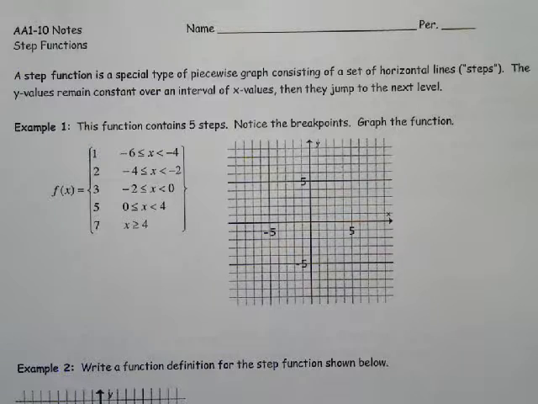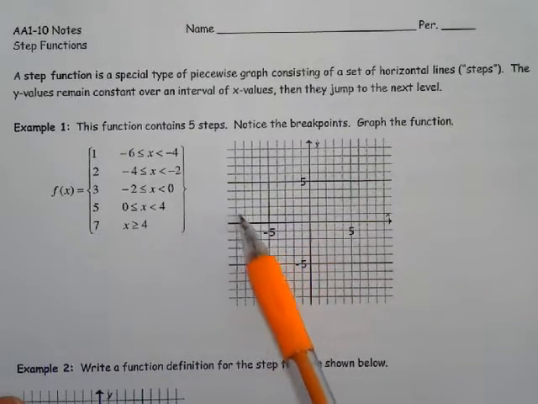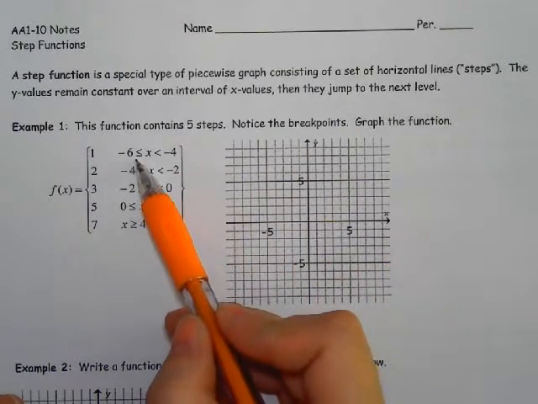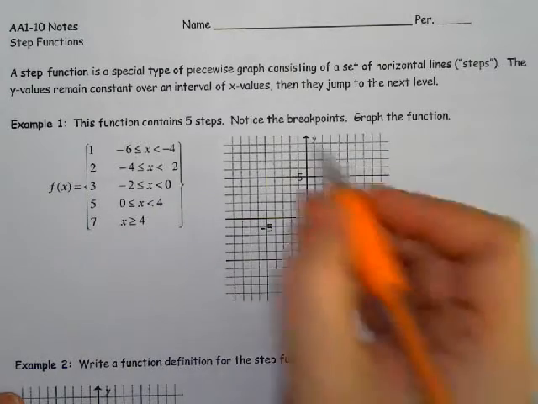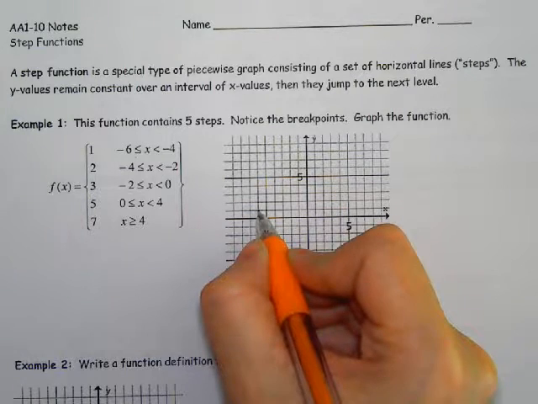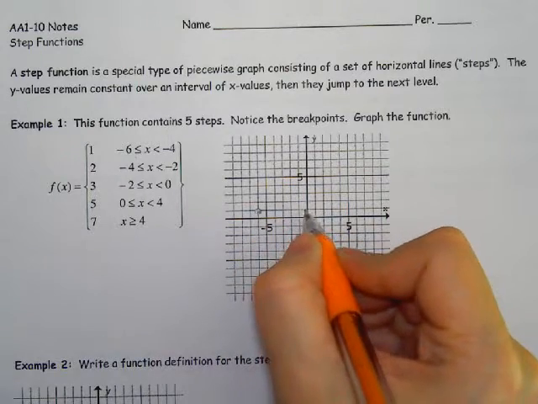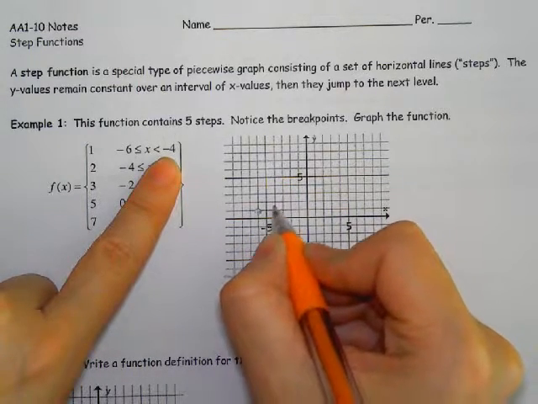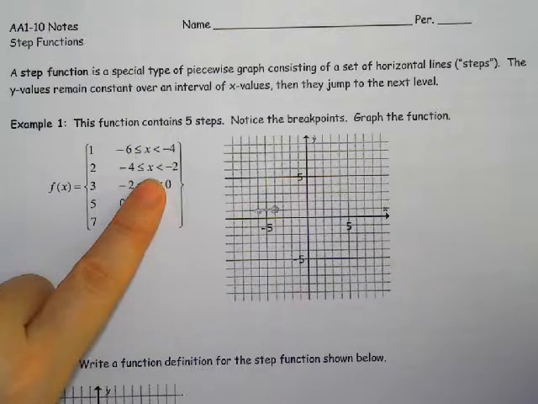Okay. Anyhow. So, this particular one contains 5 steps. Notice the breakpoints, graph the function. So, this is y equals 1. So, I want to go to where y equals 1, which is all along this line here. My domain restriction is that x is greater than or equal to negative 6 and less than or equal to negative 4. So, I go to negative 6, 1, and I do a closed circle. And then I go until I'm at negative 4, and I do an open circle, and I draw my line in between. That is our first step.